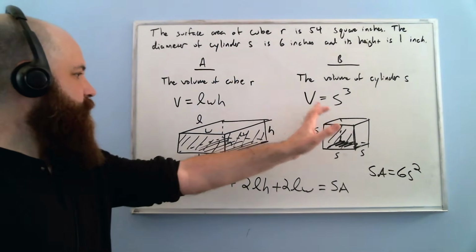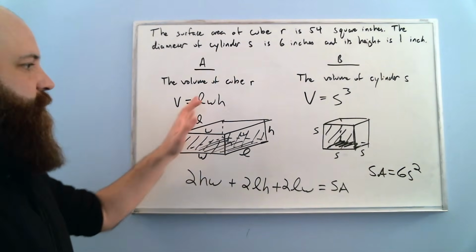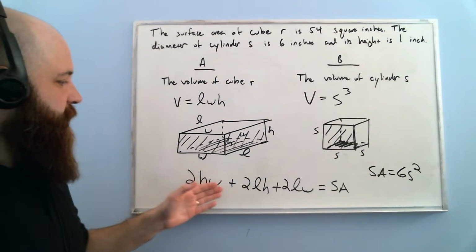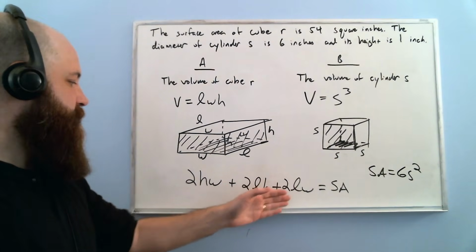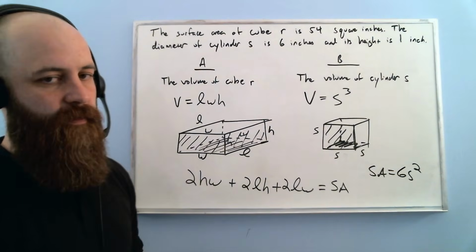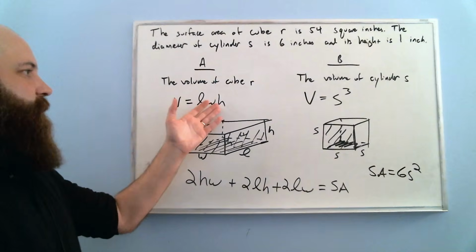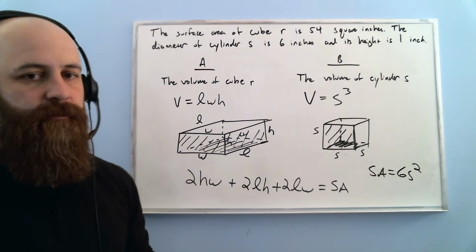Now, notice both of these formulas for cubes are just extensions of these formulas right here, right? If length, width, and height are all equal to S, this just becomes 2S squared plus 2S squared plus 2S squared, or 6S squared. If length, width, and height are S, L times W times H just becomes S cubed.